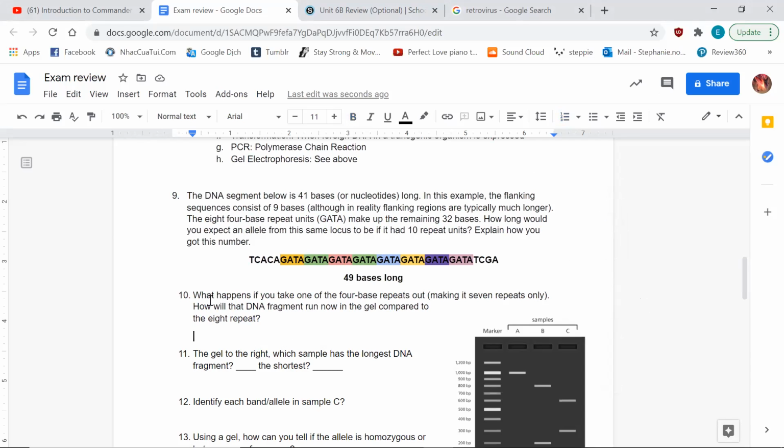Now, what happens if I take one of the 4 base repeat units out? Rather than being 41, here I subtract 4 because I took out a unit. So it'd be 37.